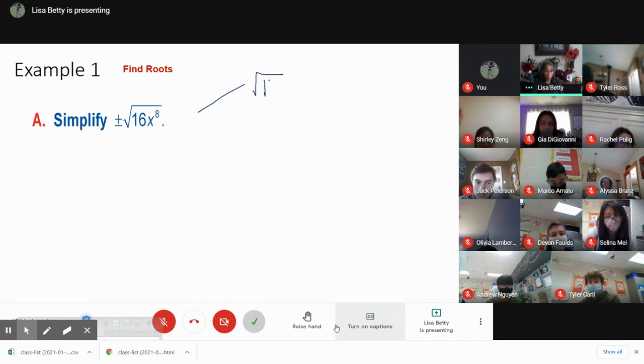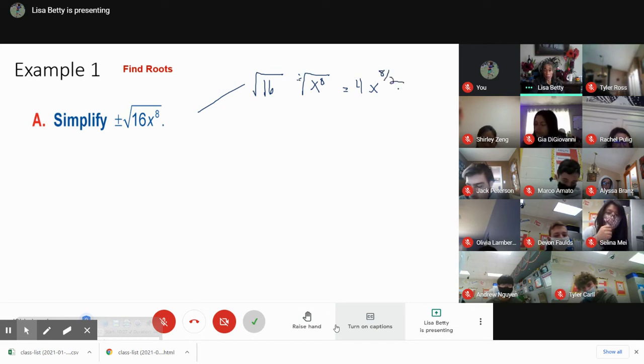I don't know which one you guys will like better, and I can't actually ask you. But one way to go is to think about this as a product. You've got the square root of 16 times the square root of x to the 8th power. And the square root of 16 is 4. If you write this as a fractional exponent, remember there's an invisible 2 here. What you really have is x to the 8 over 2. So what we really have is 4x to the 4th.